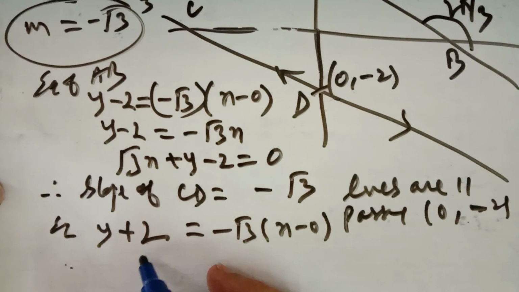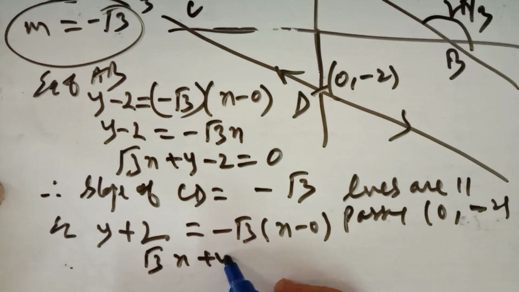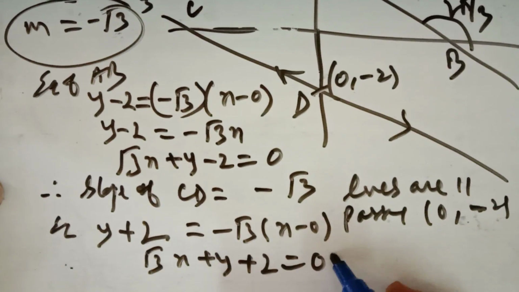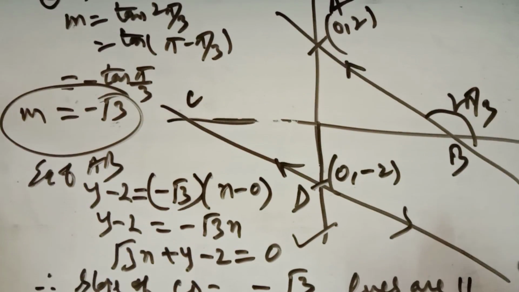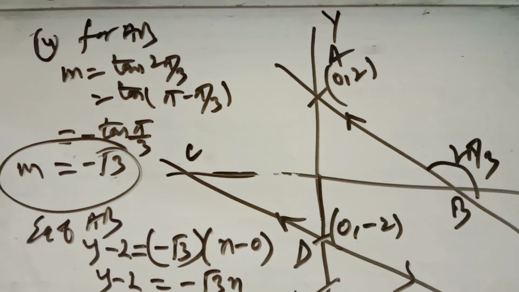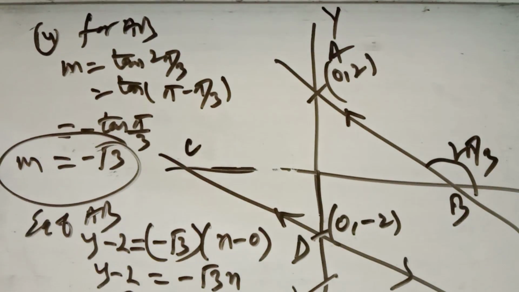So it will be root 3 x plus y plus 2 equal to 0, and this line is parallel to this line, only the point of intersection with the y-axis is different. So this is question number 14. If you draw a rough figure, you will get the equation easily.